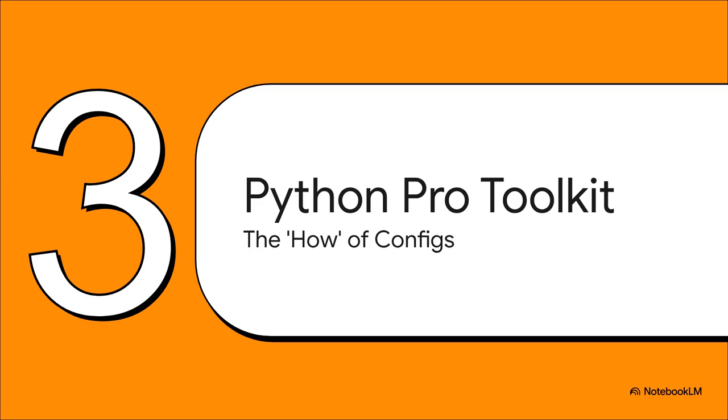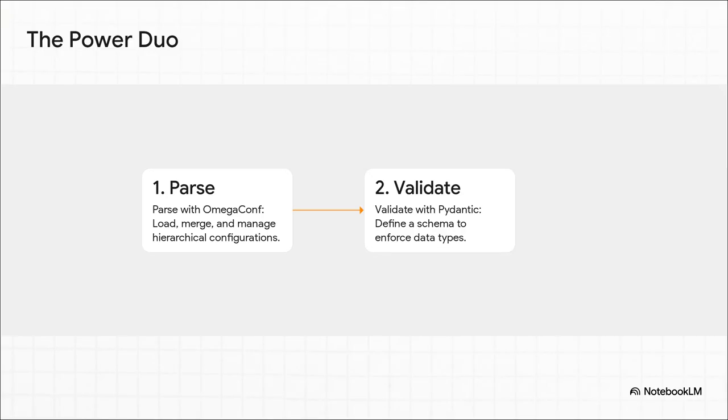All right, we've covered the why and the what. Let's get to the fun part, the how. We're going to look at the modern, industry-standard Python libraries that let you build a really solid configuration system, one that goes way beyond just loading a file into a dictionary. So let me introduce you to your new power duo, OmegaConf and Pydantic. OmegaConf is amazing at parsing and merging YAML files. It even lets you do cool things like reference other variables inside the config itself.